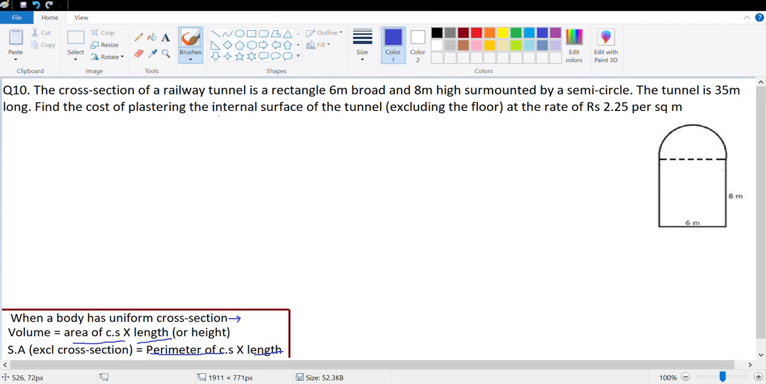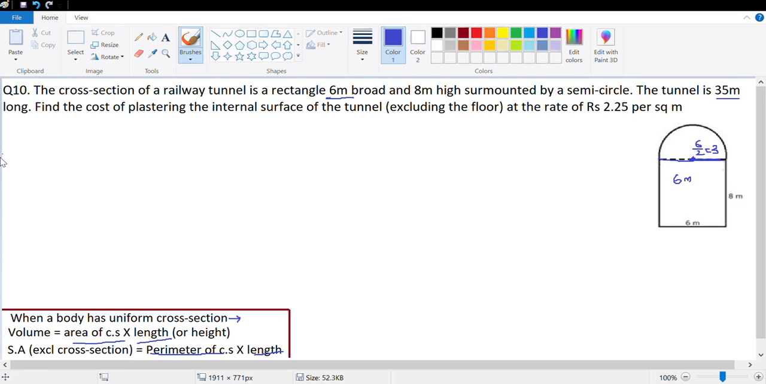It says the cross section of a railway tunnel is in the form of a rectangle 6 meter broad and 8 meter high, surmounted by a semicircle. So this is also 6 meter, which means the radius of this is 6 upon 2, which is equal to 3. So the radius is 3. Tunnel is 35 meter long. Find the cost of plastering.